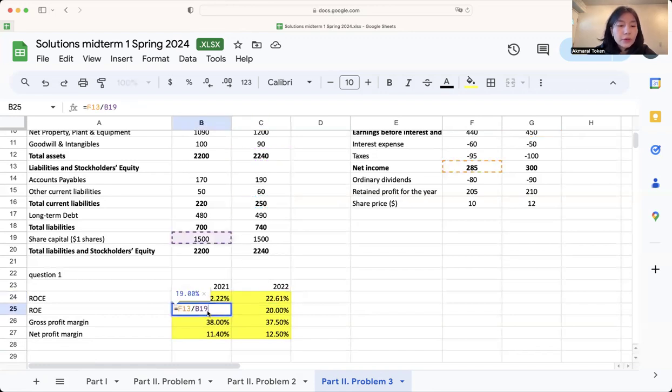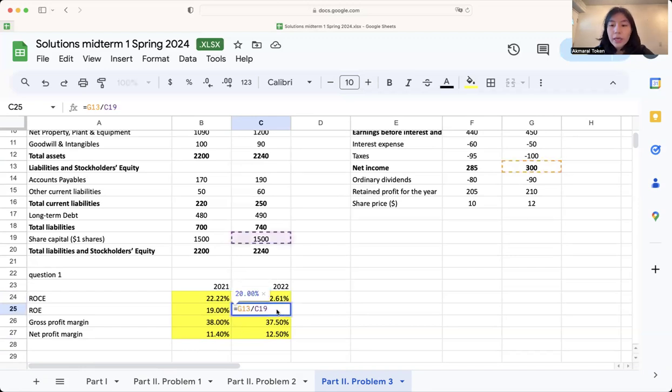So return on equity is calculated as net income divided by equity. Net income is given as 285. We divide this number by equity, which is $1,500. So the result is 19%. The same for the 2022 number. You divide this 300 number by 1,500. So the result is 20%.